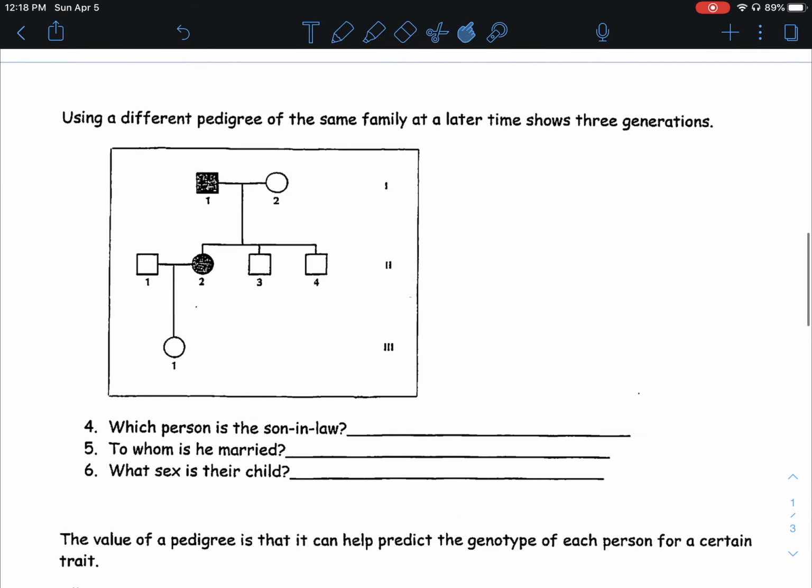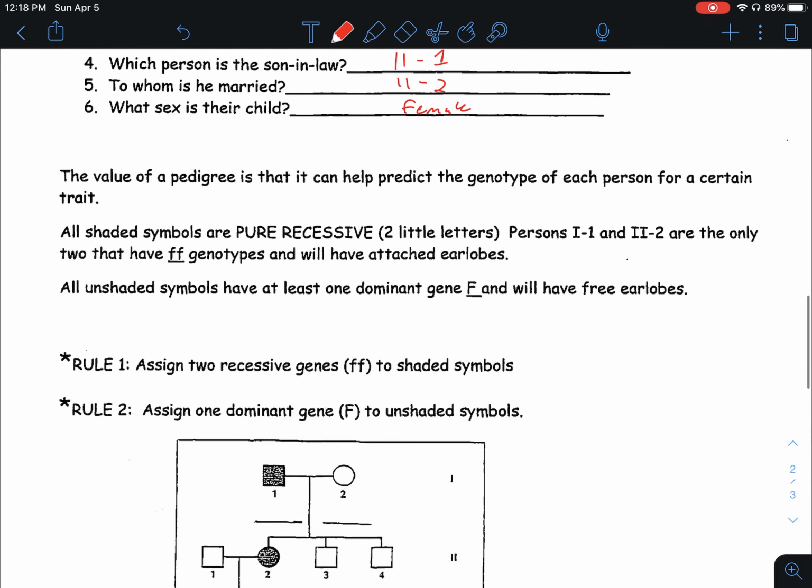On the next page, it asks which person is the son-in-law. The son-in-law is the one that's married in, so it's that guy right there, generation 2-1. To whom is he married? This person right there, generation 2-2. What is the sex of their child? The child is right there. A circle is female. Okay, so far so good.